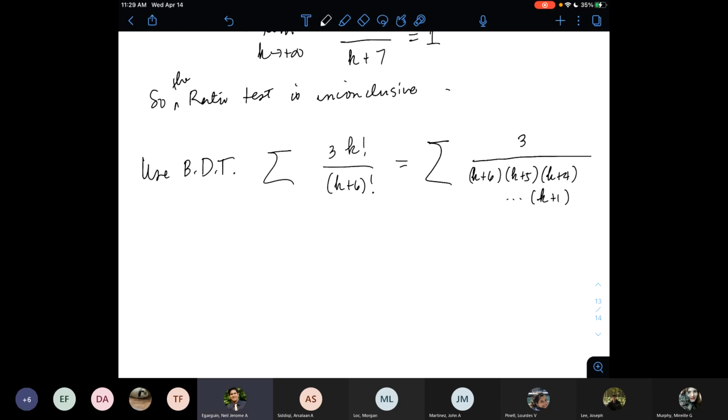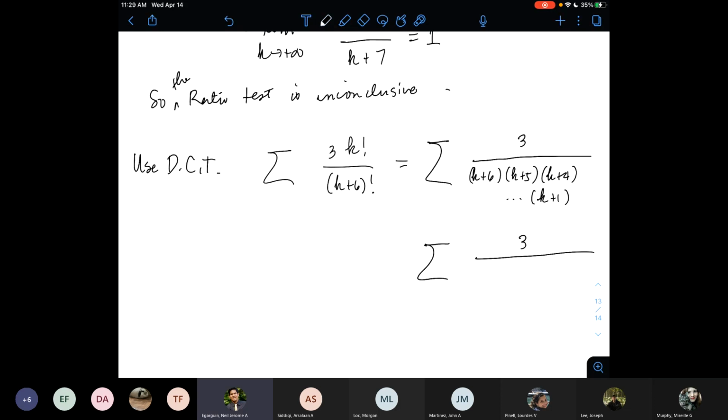Because the limit will be equal to 0. So instead, I'll use limit comparison or the comparison test here. Not BDT, because you see here that this limit will go to 0, right? So yeah, I'll use the direct comparison test here. I'll compare it with this series. I'll copy the 3, and I'll have k to the power 6.